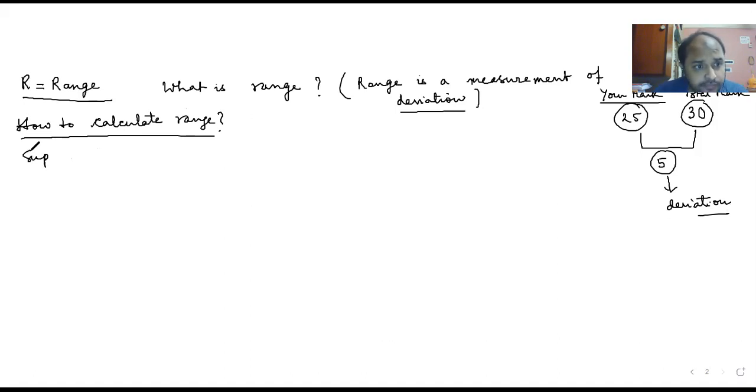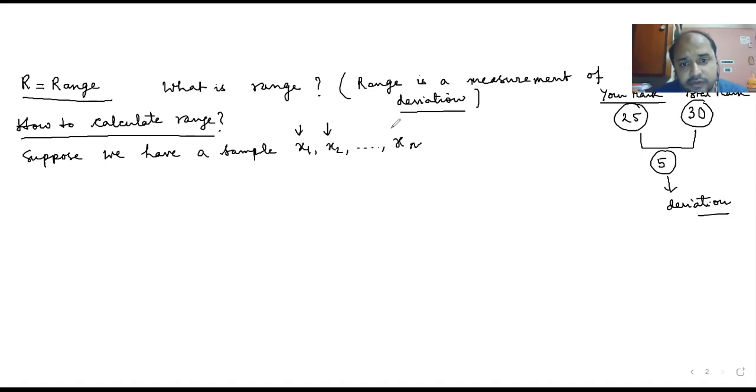Suppose we have a sample x1, x2, dot dot dot, xn. This is the first value of the sample, this is the second value of the sample, this is the nth value of the sample. Suppose you have a sample like this. This is the first value of the sample, this is the second value, and this is the last value of the sample.